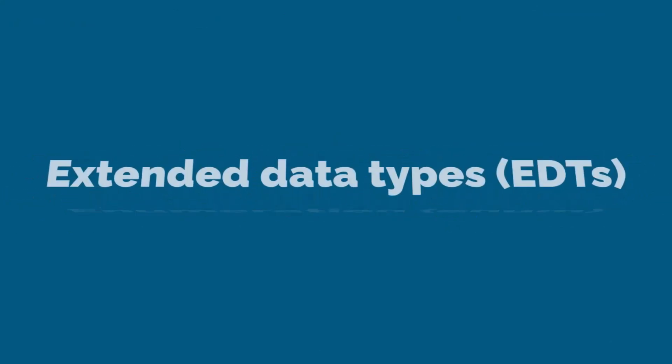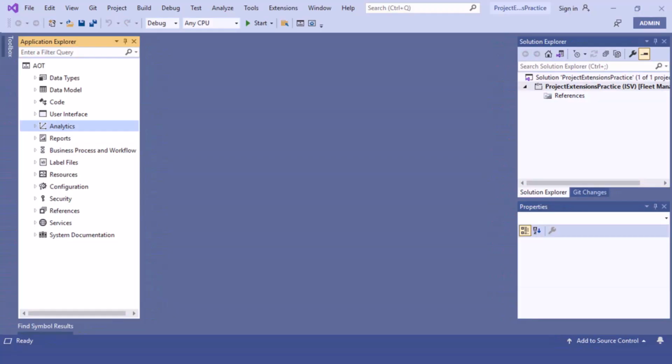You can create extension for labels, enumeration or enums, extended data types, tables, data entities, forms and menus. Now we'll talk about the reasons for each and every type of element. Let me start with label.